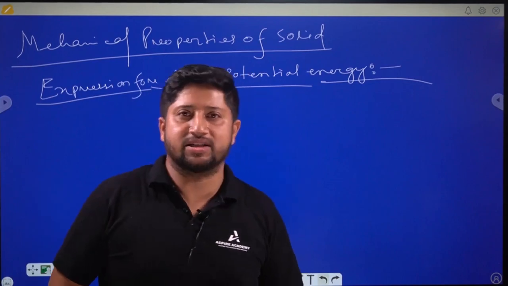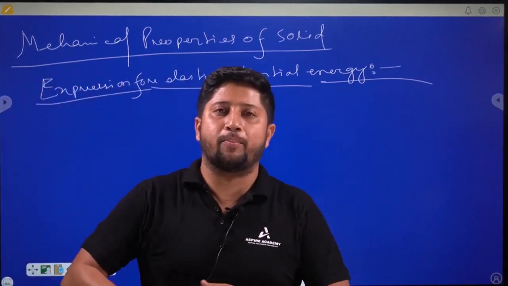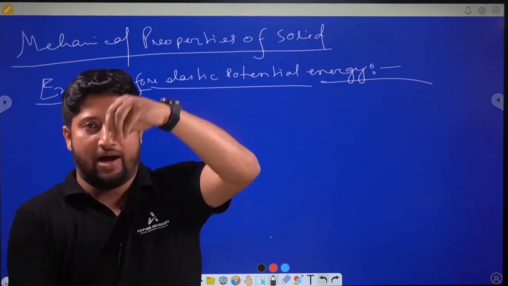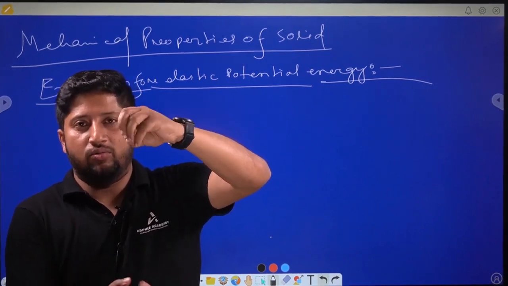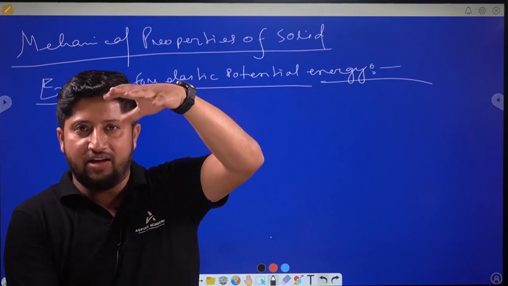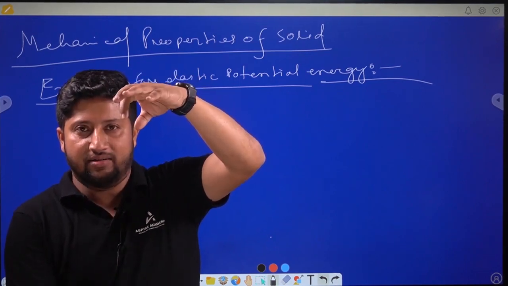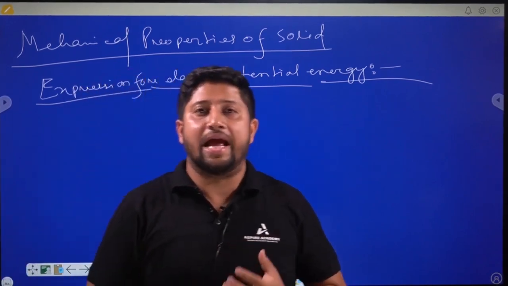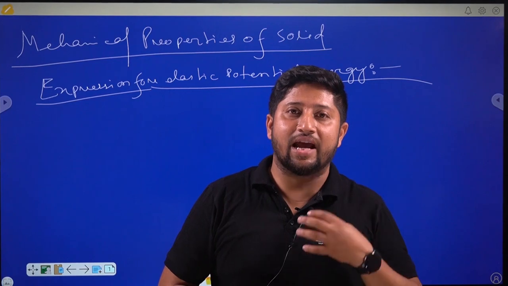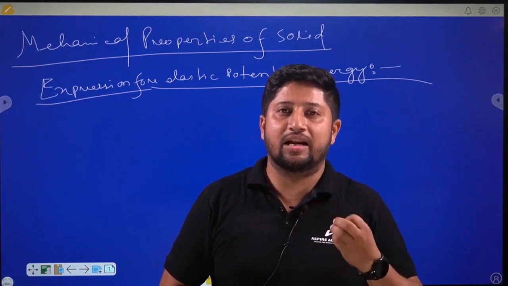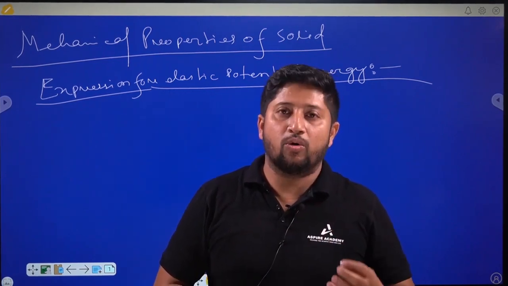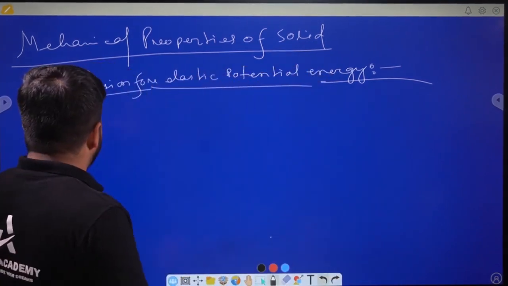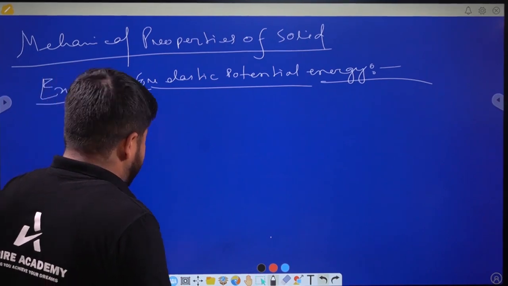What is potential energy? Suppose we apply a force to a wire. What will happen? The string or wire gets elongated, and a certain amount of energy is associated with it. This energy is called elastic potential energy. So what is the expression for elastic potential energy? We are going to discuss that here.